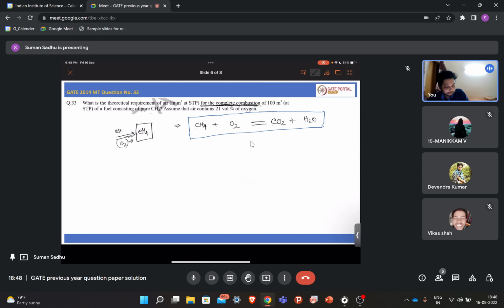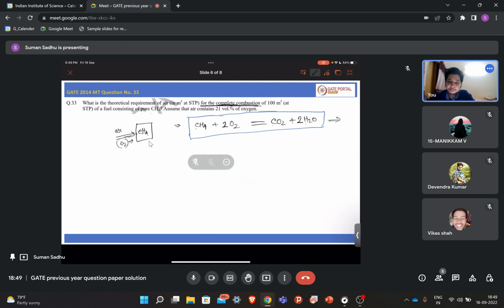There are 4 atoms of hydrogen, so we have to multiply it by 2. Now hydrogen becomes 4, right? So carbon and hydrogen are balanced. Now oxygen becomes 2 here and 2 here, meaning a total of 4, so that means we have to multiply it by 2, right? Now this reaction is balanced.